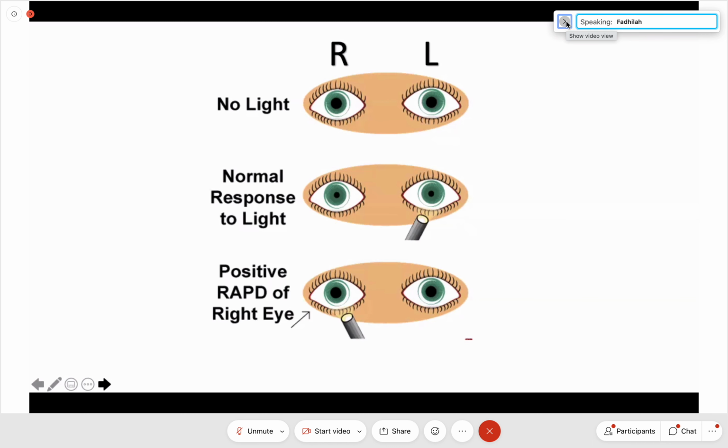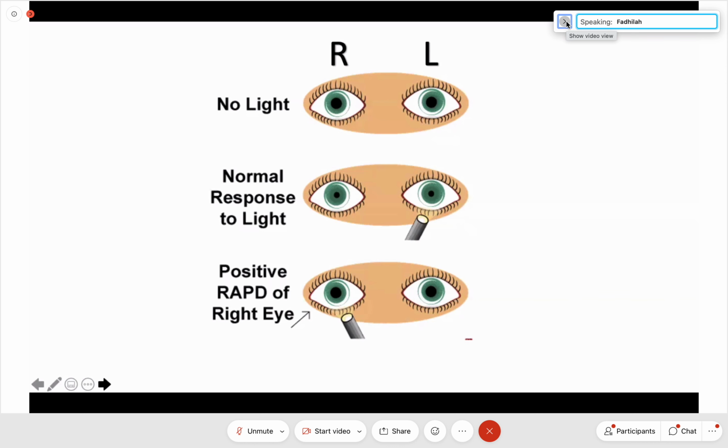So that's normal. Then you swing the torchlight quickly to the right eye. It has to be done quickly in order to prevent pupillary escape. You can see that the pupil starts to dilate. This is because the afferent power of the left eye is stronger than the right eye. So this is what a relative afferent pupillary defect on the right eye looks like.